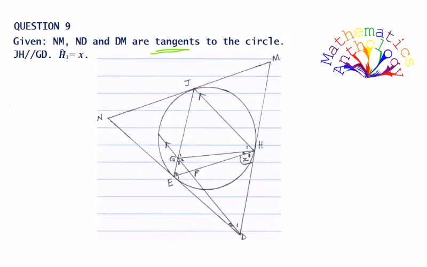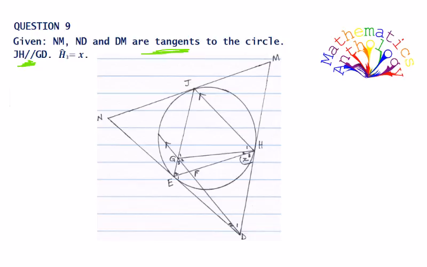Okay, so we're given question 9 here. NM, ND, and DM are tangents to the circle. JH is parallel to GD and angle H3 is given as X. So you look for keywords here.